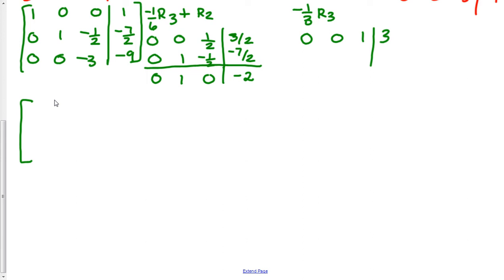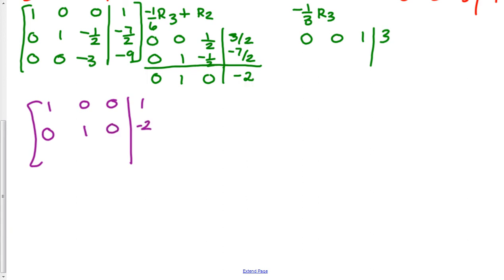So our new matrix, let's use a different color, is 1, 0, 0, 1, 0, 1, 0, negative 2, 0, 0, 1, 3. This gives me my solution, 1, negative 2, 3. So 1x equals 1, 1y equals negative 2, and 1z equals 3.